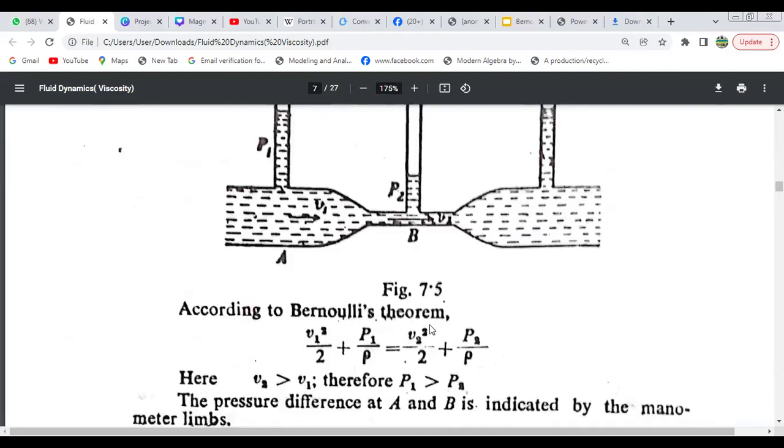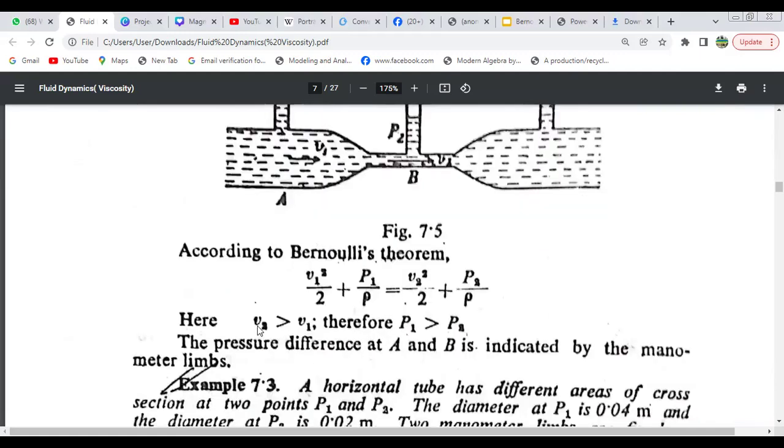So according to Bernoulli's theorem, total energy before equals total energy after. If velocity V2 is greater than V1, therefore pressure P1 will be greater than P2, because pressure and velocity act oppositely. The pressure difference at A and B is indicated by the manometer limbs.